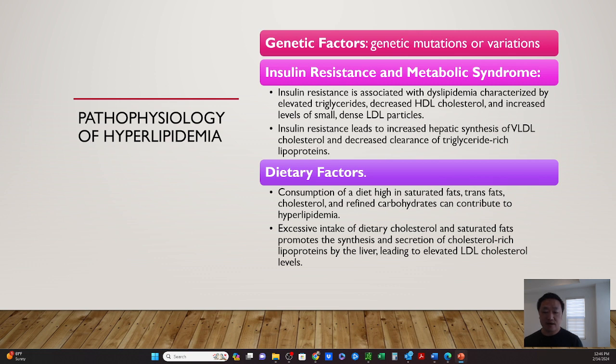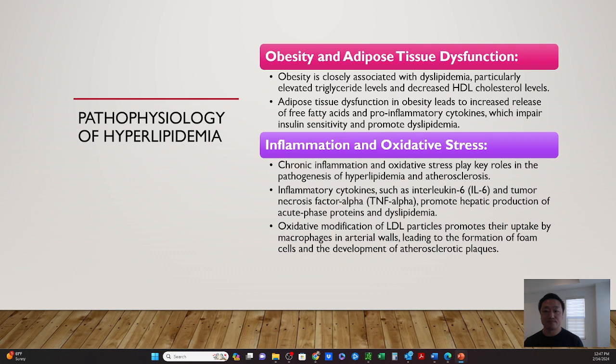And the dietary factors: the consumption of a diet high in saturated fat, trans fats, cholesterol, and refined carbohydrates can contribute to hyperlipidemia. Excessive intake of dietary cholesterol and saturated fats promotes the synthesis and secretion of cholesterol-rich lipoproteins by the liver, leading to elevated LDL cholesterol levels.